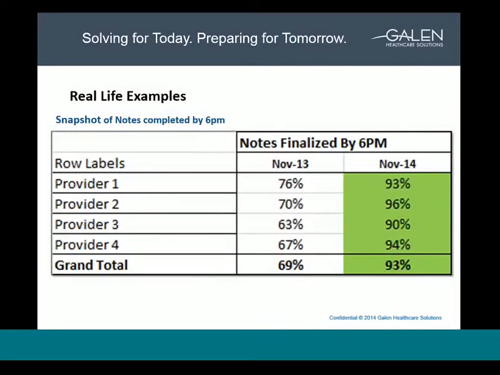In this first slide, we are comparing November 2013 to November 2014. The patient total for this practice was almost identical between the 2 years. So in the left-hand column, you can see that the average number of notes completed by 6 p.m. in 2013 was 69%. In 2014, we were actually able to help increase that number to 93%, with the smallest margin for improvement among all the providers being 17%.